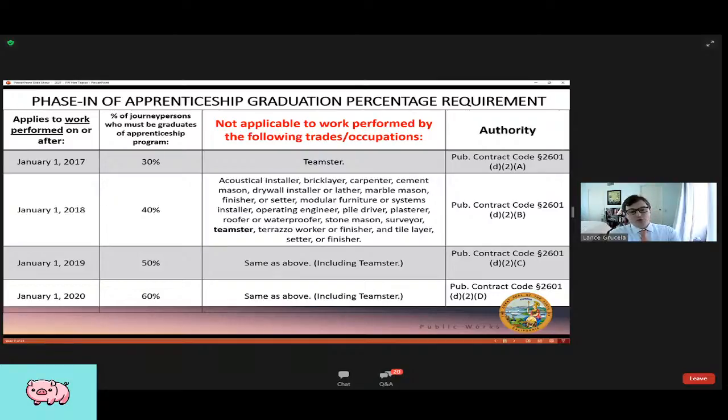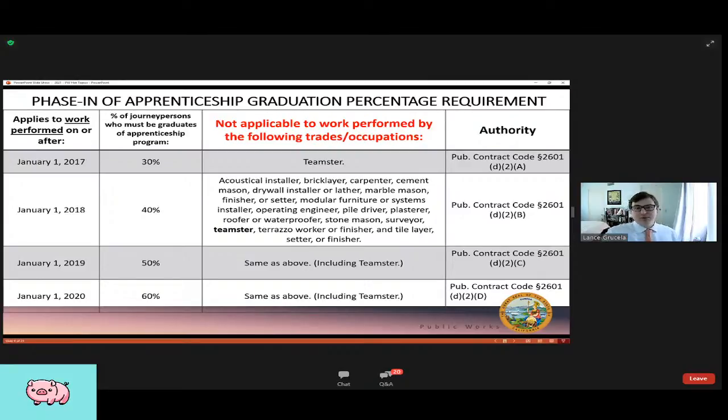But it's the date that work is being performed. So unlike some of the other things you're going to hear my colleagues talk about later about public works requirements, where the bid advertisement date applies and things are frozen in time for good reason, this is straight up just based on when the work is done. As we sit here today, we're almost at the end of 2021. We are way past January 1st, 2020. So it's 60% for all of the trades except the ones that are listed in the middle.